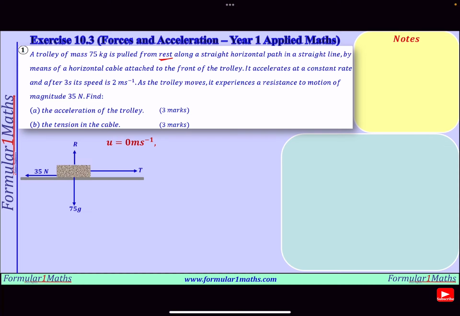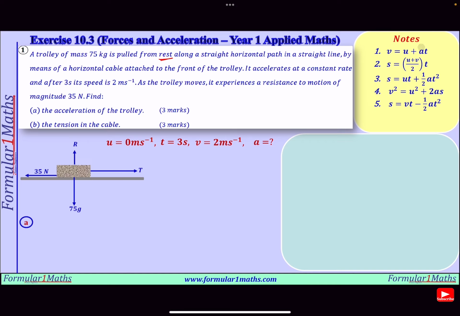And in a time of 3 seconds, it reaches a speed of 2 meters per second. We are asked to calculate the acceleration. We've got u, we've got t, we've got v, we're looking for a. So for a, the suvat equation that we're going to use is equation number 1, v equals u plus at. We do our substitution, and we get 2 equals 0 plus 3a. Rearranging and solving gives us acceleration is equal to 2 over 3 meters per second squared.